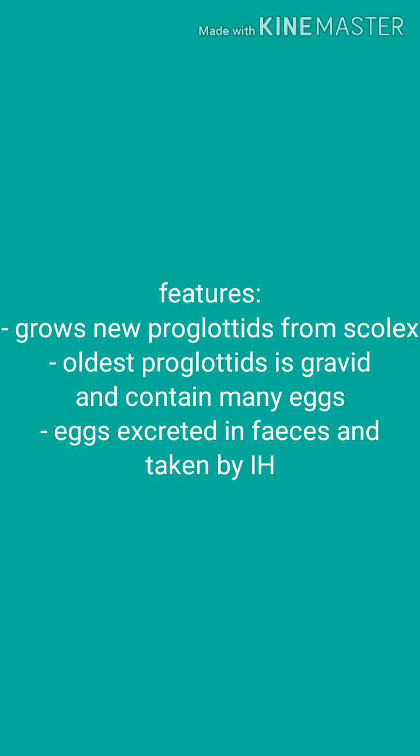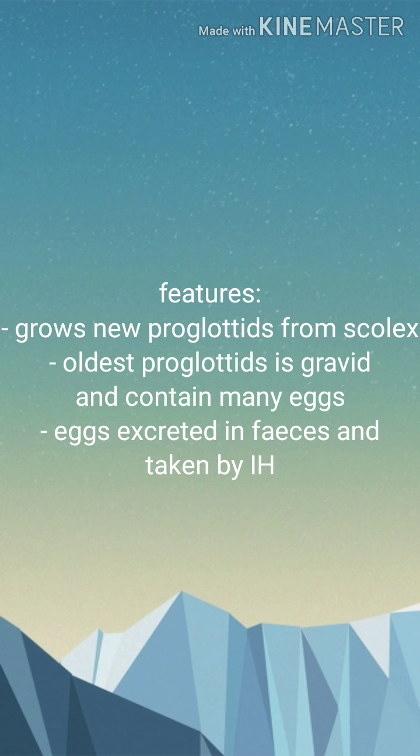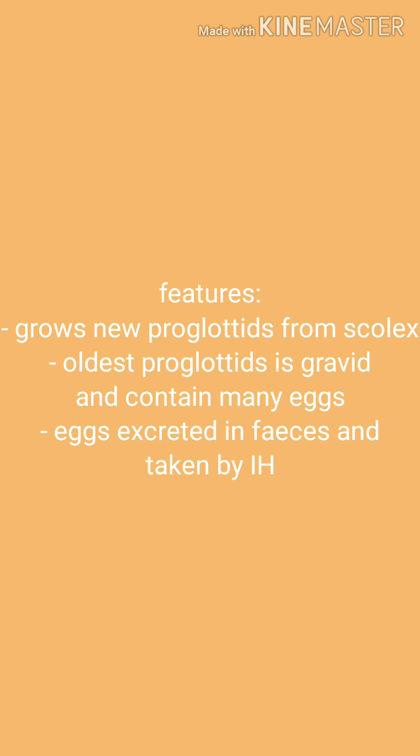So the new proglottids grow from the scolex, and so the distal proglottid is the oldest and the gravid one, and this distal proglottid contains the mature eggs. In the case of some cestodes, the whole proglottid may be found in the stool of the definitive host, or sometimes the egg can be found in the stool of the definitive host.